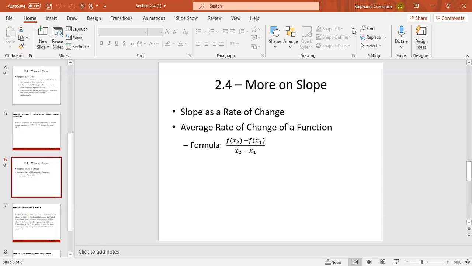And then for the average rate of change of a function, the idea here is we're changing that slope equation from y2 minus y1 to f of x2 minus f of x1. They're just going to give us an equation where we're going to need to find the values of those y2 and y1s, or that f of x2 and f of x1 values when we get ready to go into that.